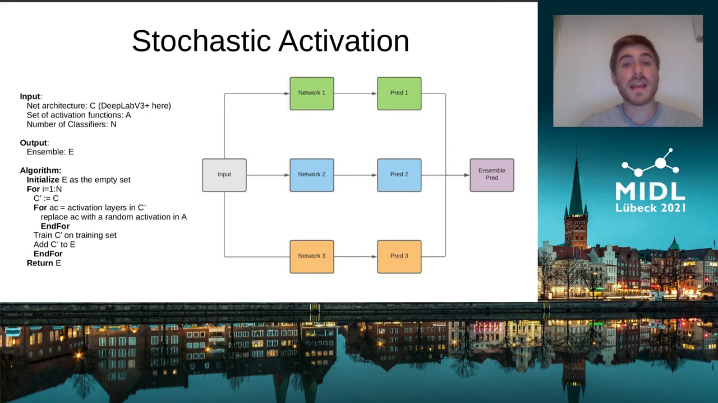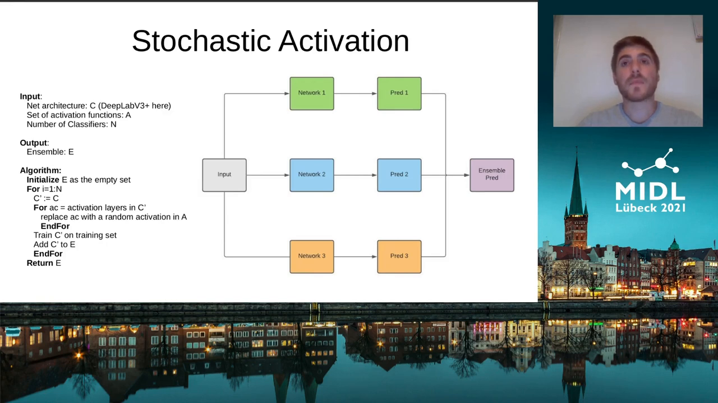On the left of the slide, we have the pseudocode of our method, which takes as input a network architecture, C, that is DeepLab here, since we use our method for segmentation, but it could be any network, even for classification. The method does not apply directly to segmentation, but is very general. Then we have a set of activation functions A, and we choose a number of classifiers N.